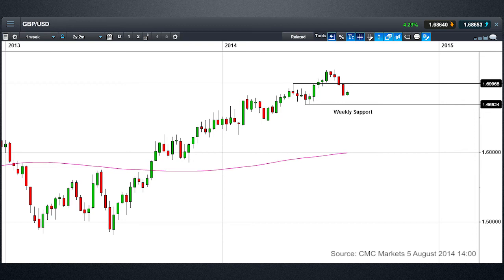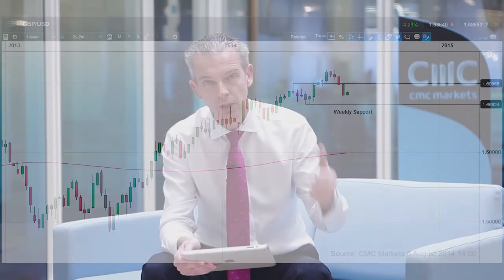But above all else, it's all about the data. It's all about US data, it's all about UK data, and the differentials between UK two-year yields, US two-year yields, UK gilt yields, and US 10-year bond yields. Those differentials, if they move in the UK's favour, will be positive for the pound. If they move in the US's favour, we could see downward pressure be brought to bear on the pound. So that's it for this week's weekly market update.